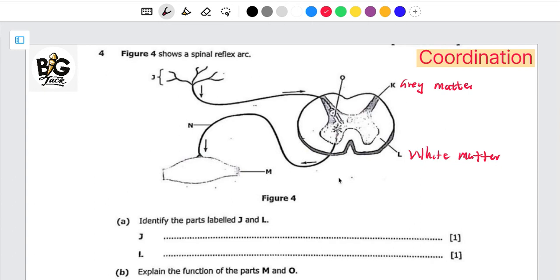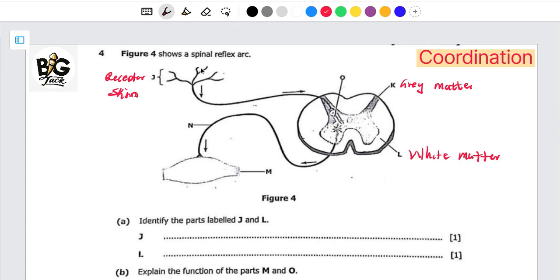Then since this is a reflex arc, you need to know where you are going to find the effector and where you are going to find the receptor. So this is J. J can be the receptor. An example of a receptor we can give is the skin. Skin is an example of a receptor because it is able to detect stimulus. For example, you can talk of temperature, chemical, and touch as examples of the stimulus.